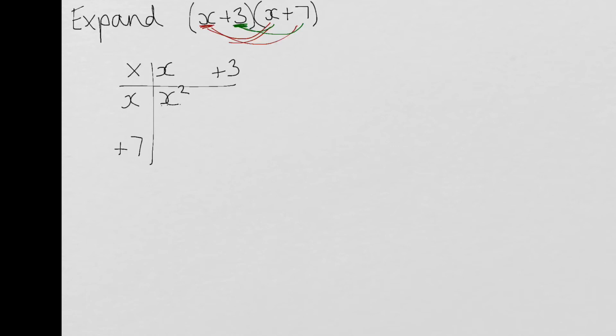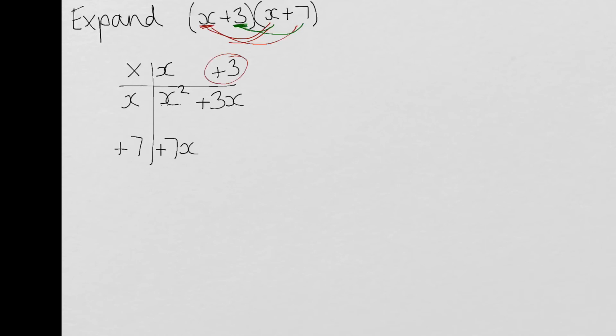Then on the next one, I've got a positive 3 multiplied by x. I'm going to write the answer for that here. 3 times x is going to give me 3x, and that is a positive 3x because I had a positive there. The next one is x multiplied by positive 7. That's going to give us 7x, and again that's a positive because the 7 and the x were both positive.